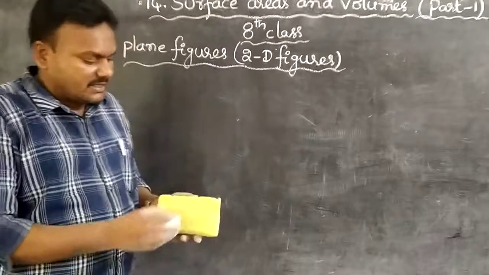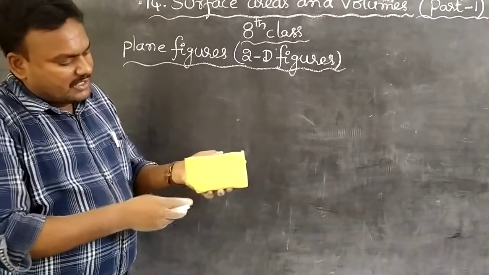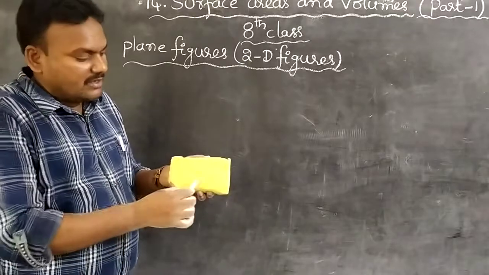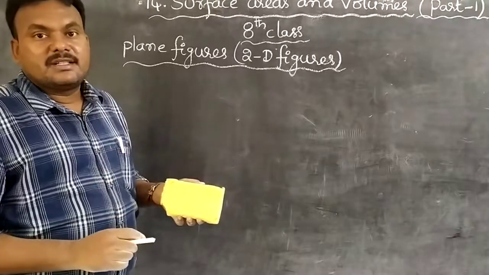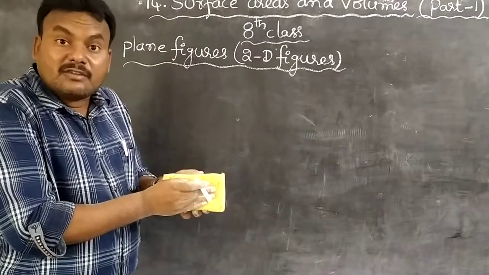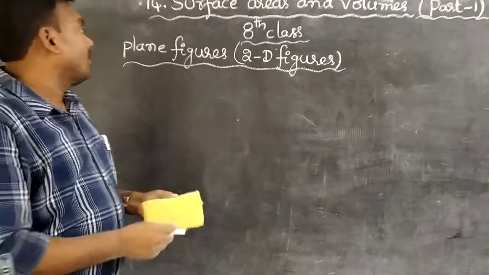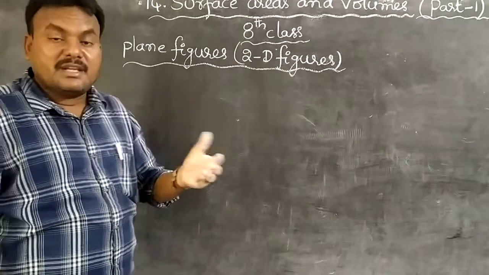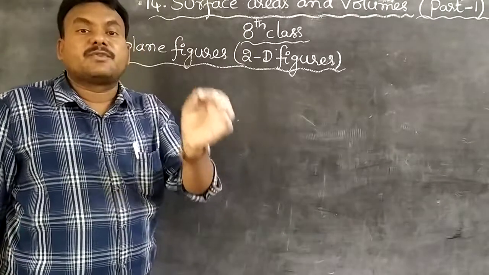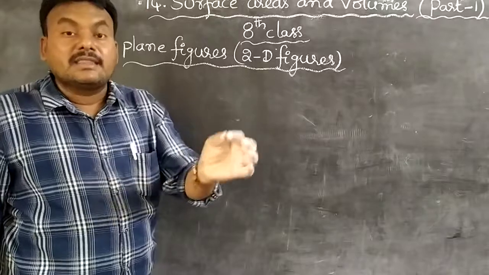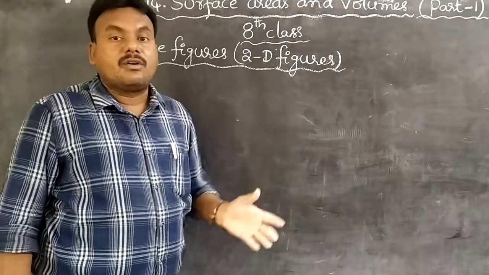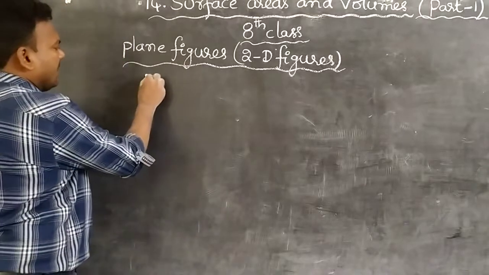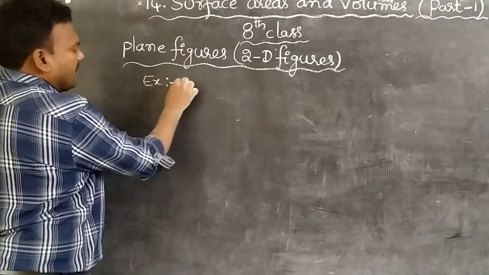Observe the paper, students. Just the first part, observe here, having a length and also breadth. Having just two dimensions. This type of figures are called plane figures or 2D figures. Once I repeat, the figures consisting of two dimensions, that is length and breadth only, are called plane figures or 2D figures. In our daily life we know very well, students, matchbox.